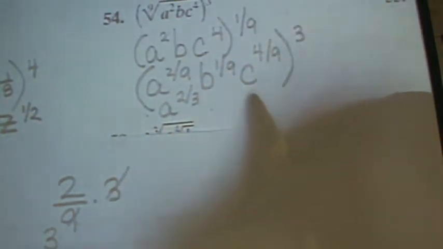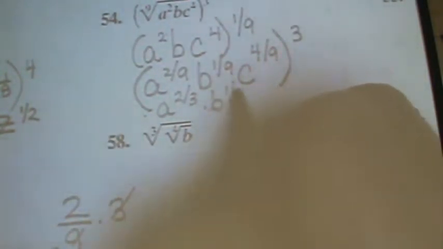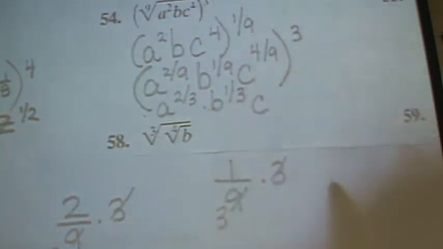So if you were to multiply 2 9ths, and I'm going to do it on a separate sheet of paper, just because you need a little practice, 2 9ths times 3, what happens? 3 goes into 9 3 times. So this ends up being 2/3. So you have a to the 2/3 power. And then you have 1/9 times 3. 3 goes into 9 3 times. So you have b to the 1/3. And then you have c to the 4/9 times 3. And that would be 4/3.